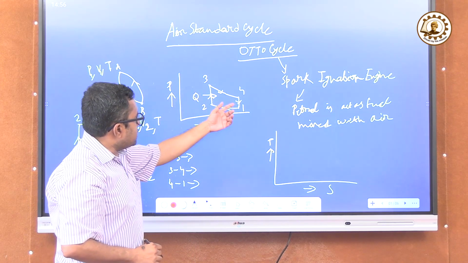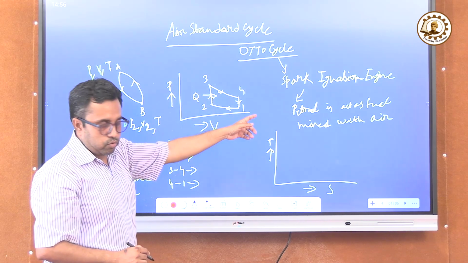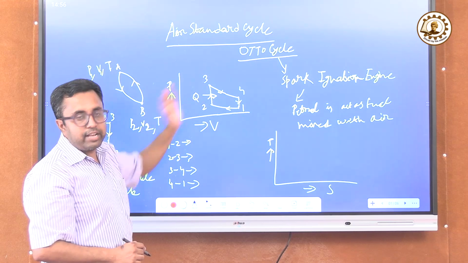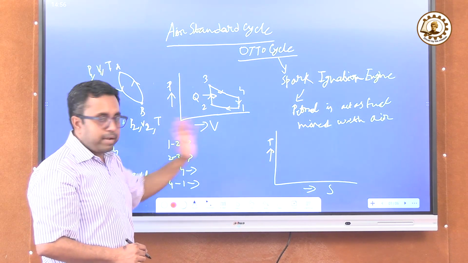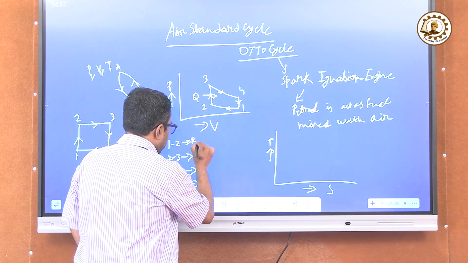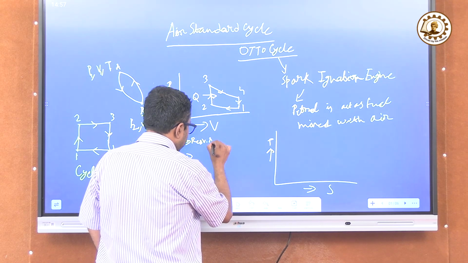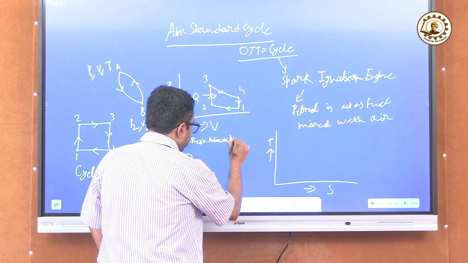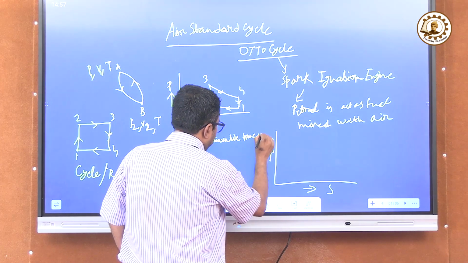Then there is some expansion, that is, the volume is increased from 3 to 4. That means 1 to 2 and 3 to 4 are a similar kind of process, which is in general known as a reversible adiabatic process or isentropic process.